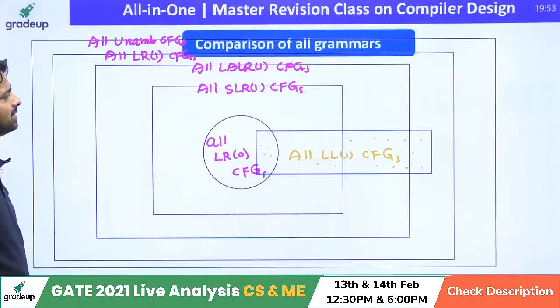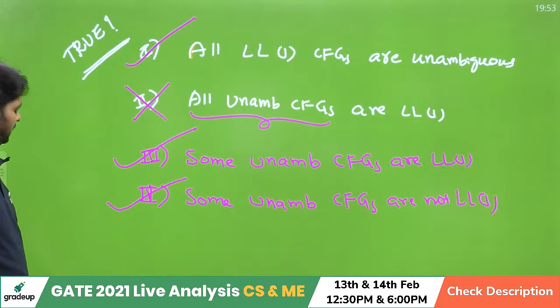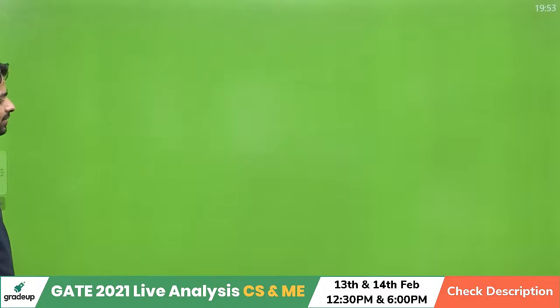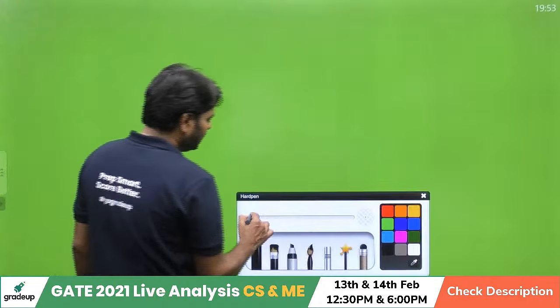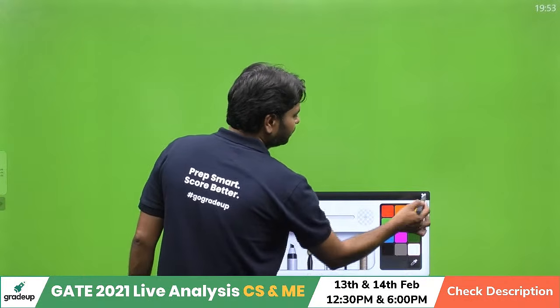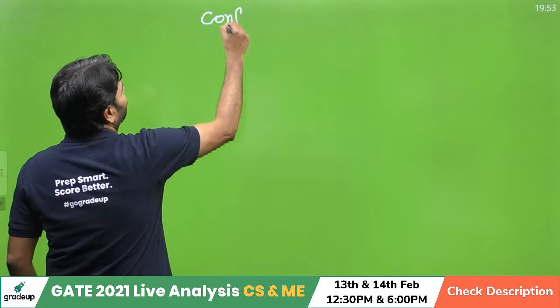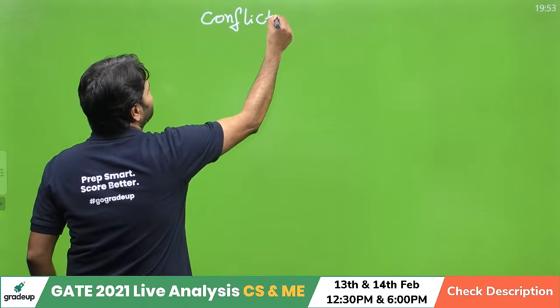Now let's go to the conflicts revision quickly. Before going to operator precedence, before going to this, let's go to the conflicts revision. Which color can I choose? Let me do that. Conflicts checking. Whoever forgot, let me revise.